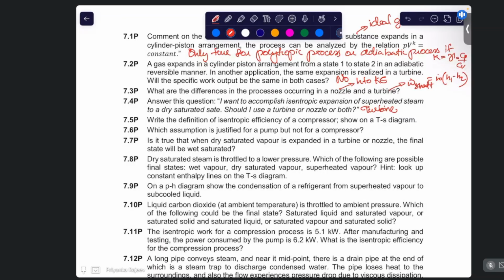Now, the definition of isentropic efficiency of a compressor that we discussed in the beginning of this lecture. So isentropic efficiency is isentropic work by actual work.